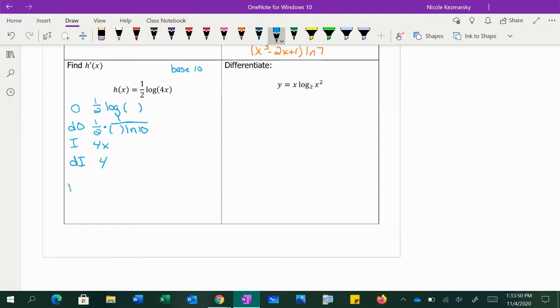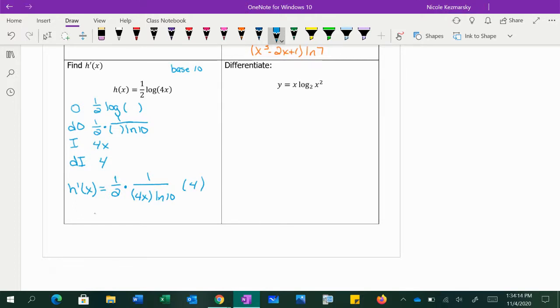So we put it all together. We're going to say h prime of x equals 1/2. And then we're going to do 1 over the inner, so 4x natural log of 10, times the derivative of the inner.